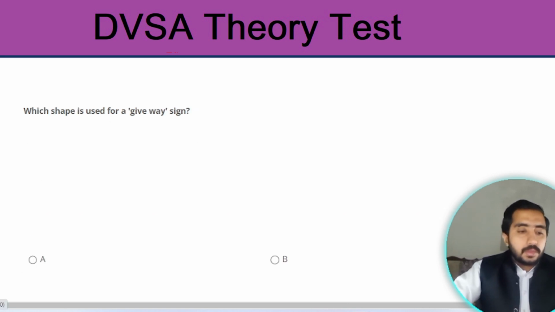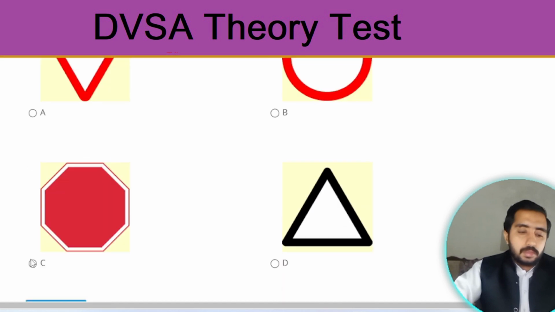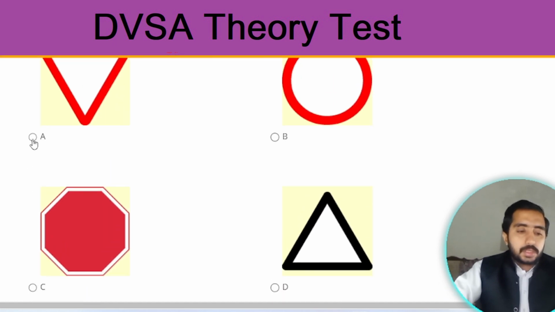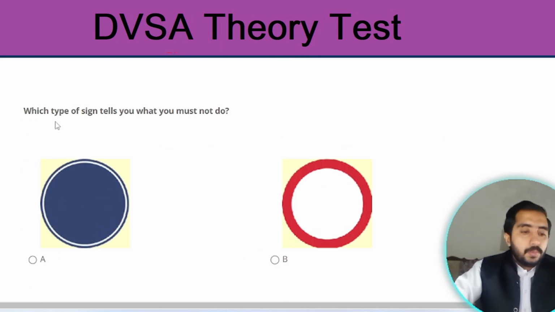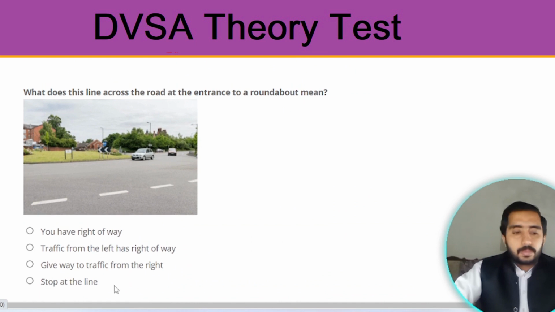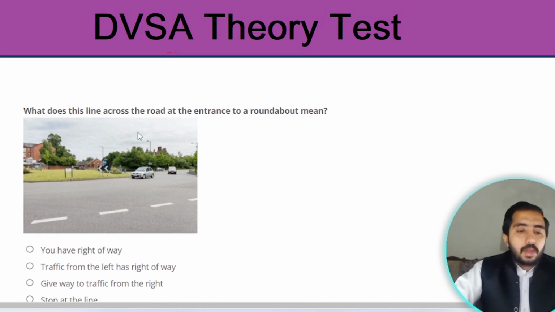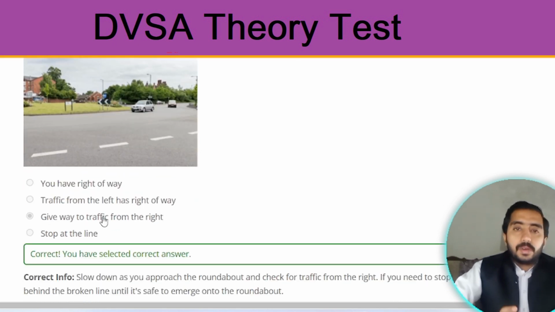Next question. Which shape is used for a give way sign? Option A. Only signal A is used for a give way sign. Which type of sign tells you that you must not do something? Definitely red color. Next one. What does this line across the road at the entrance of the roundabout mean? This means give way to traffic from the right side.